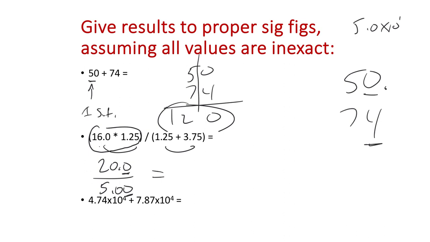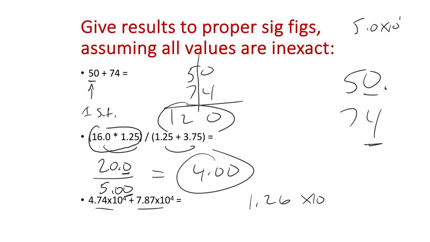And this works out to 4.00, 3 total sig figs. So 3 sig figs here. Now what about this problem here? If we just put this in our calculator real quick. The exponents kind of trick us here. We might look at this and think it should be 1.26 times 10 to the 5. But that would be wrong.